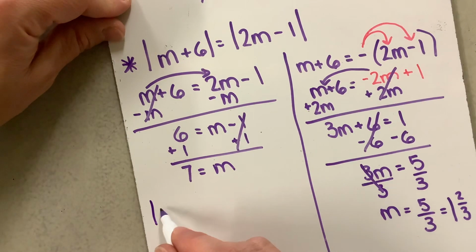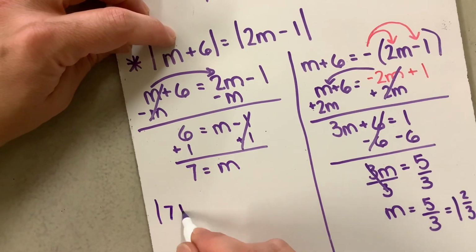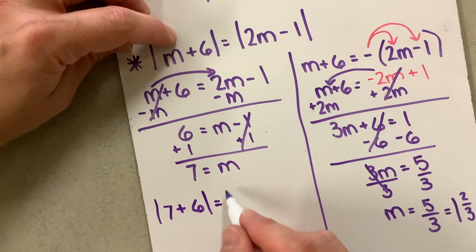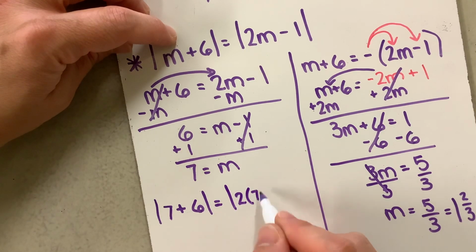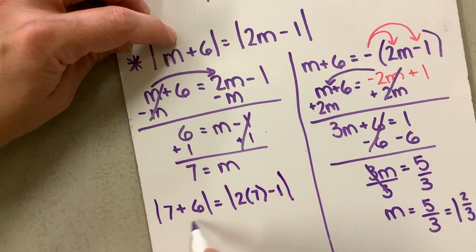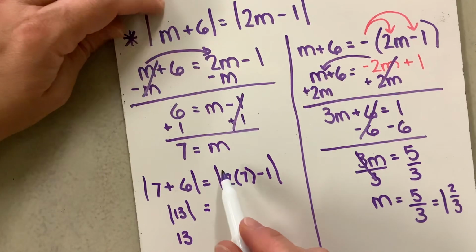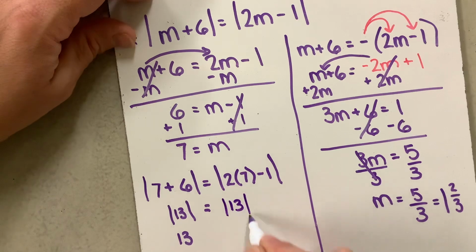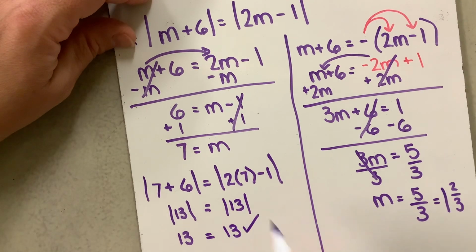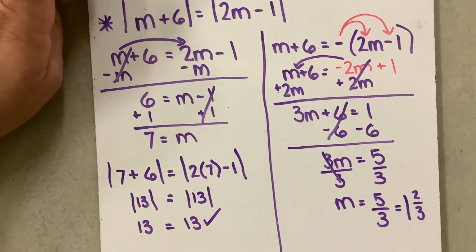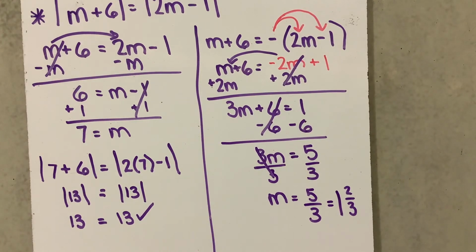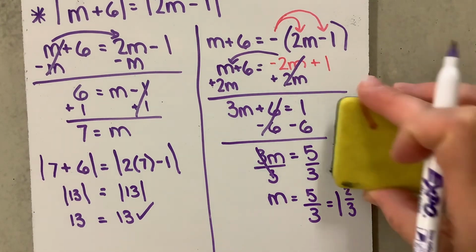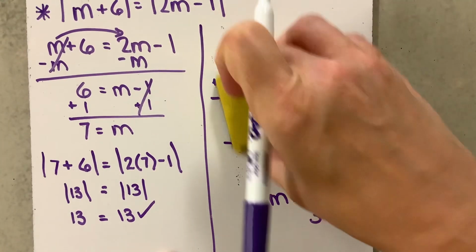So the absolute value of 7 plus 6 equals the absolute value of 2 times 7 minus 1. So 7 plus 6 is 13. The absolute value is still 13. This one, 2 times 7 is 14. 14 minus 1 is 13. And again, that one works out. And yes, we do have to check this, even though it is a fraction. So I'm going to erase this so I have enough room.